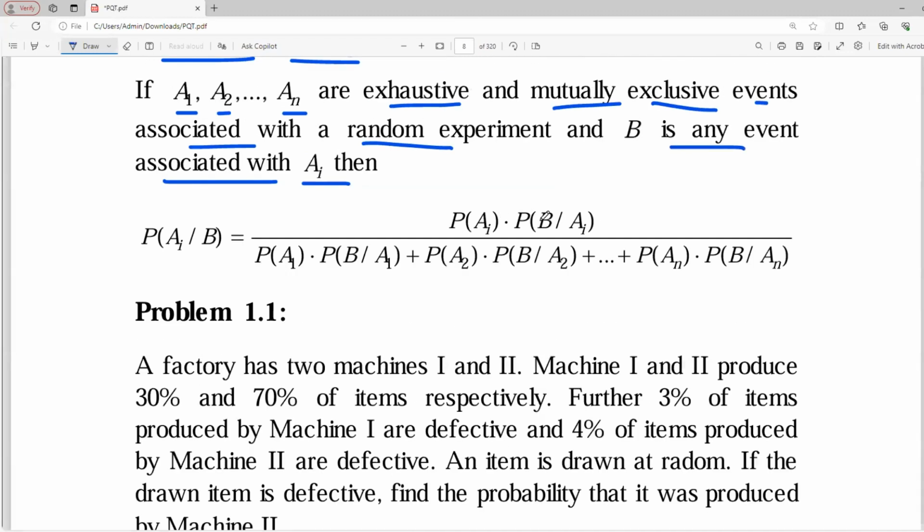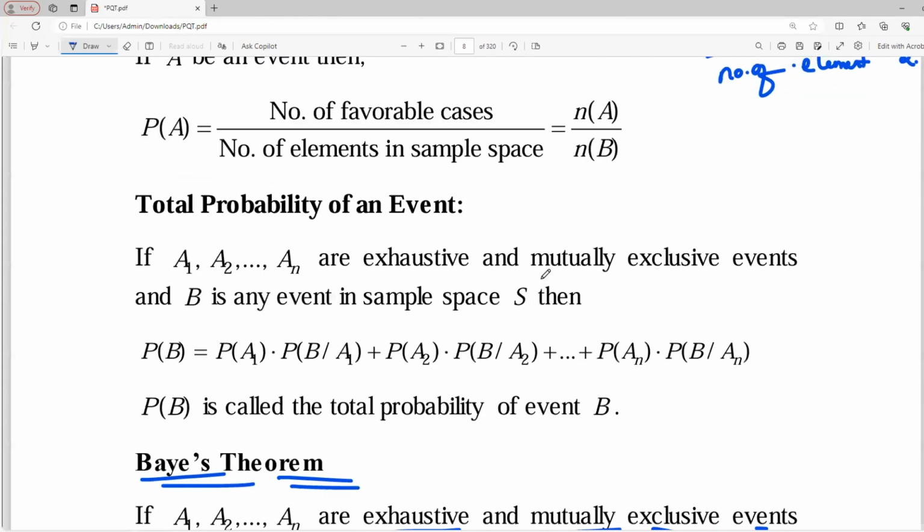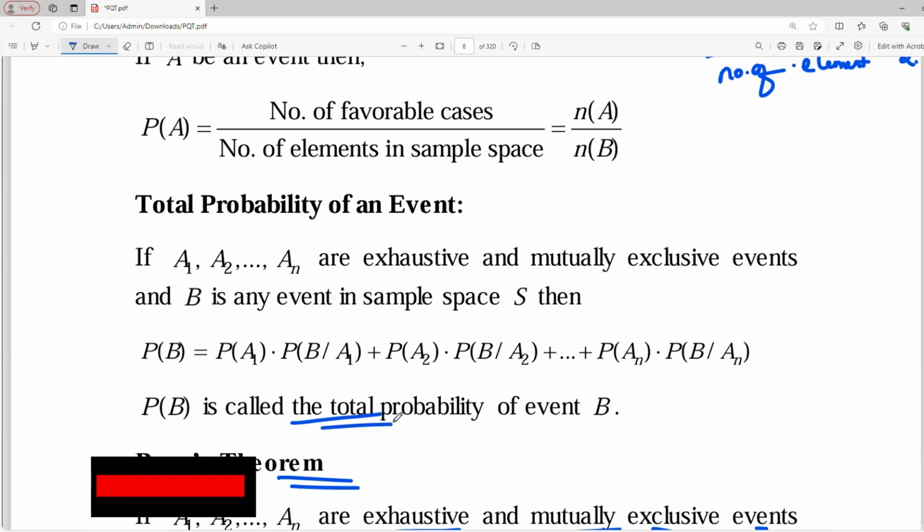So the probability of B, it has been associated with Ai, right? Again, the probability of A1 will be given in the problem. Probability of A1, B given A1, B given A2, B given A3. Since you know this, P of A1 times P of B given A1, plus P of A2 times P of B given A2, is nothing but your total probability, right? So the number of occurrences and number of samples is going to play a role in this.